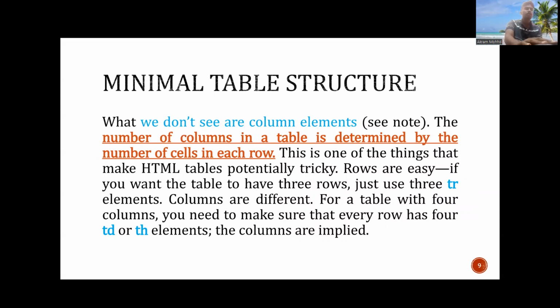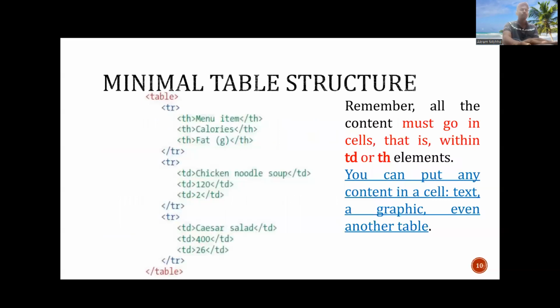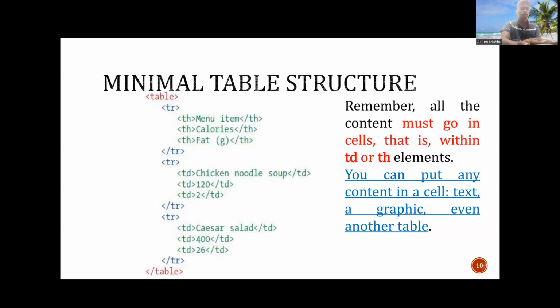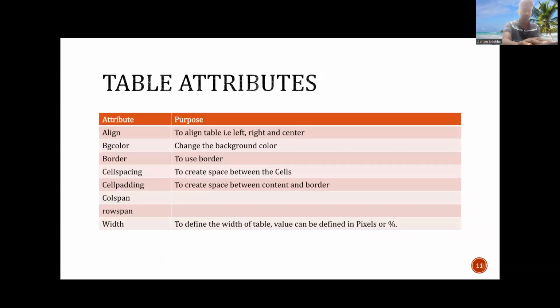Rows are easy. If you want the table to have three rows, just use three tr elements. Columns are different. For a table with four columns, you need to make sure that every row has four td or th elements. The columns are implied. This is the HTML code for the table which we explained before. Remember, all the contents must go in cells, that is within td or th elements.